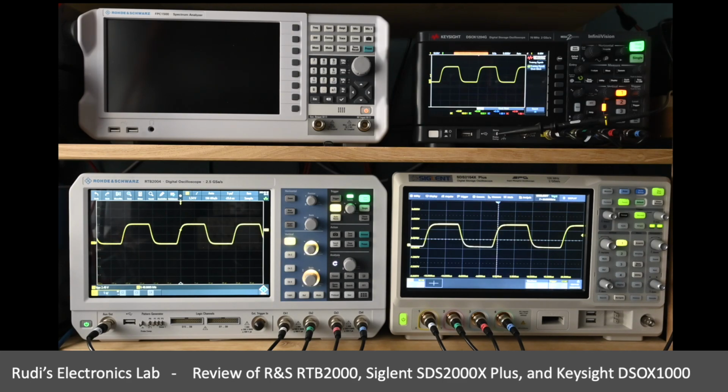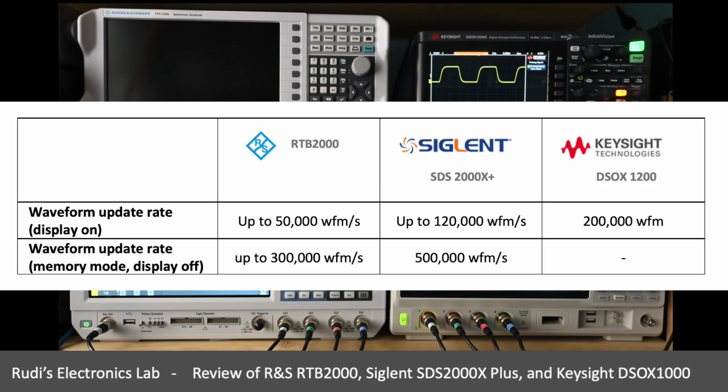And being able to observe these types of things relates to a specification that we will see for all the devices in the specification sheet, the waveform update rate. And here on the screen you see the waveform update rate as published for the devices, where we see that the SDS actually has the highest published waveform update rate. Then it will be the Rohde & Schwarz, and then the Keysight itself. But a few things we have to look a little bit more carefully at when we look at these specifications.